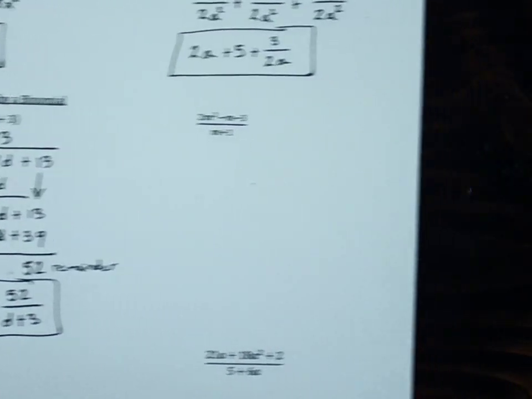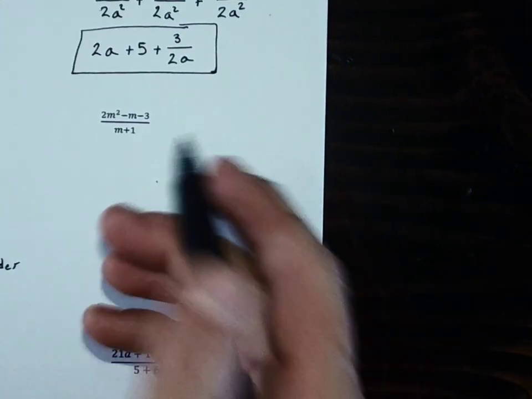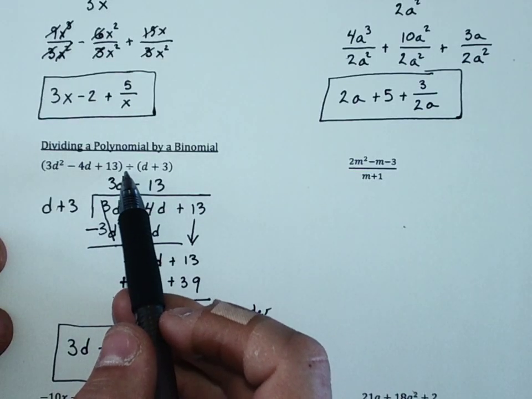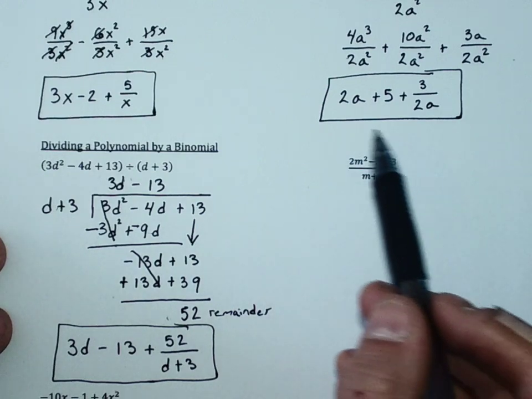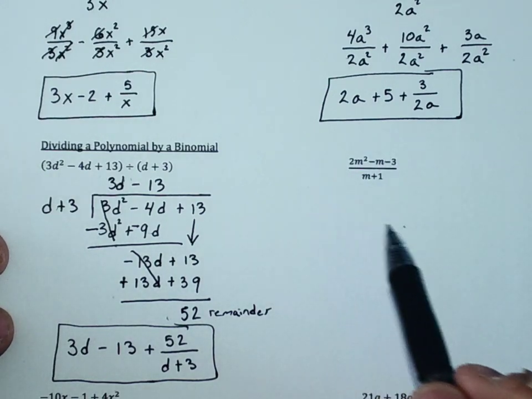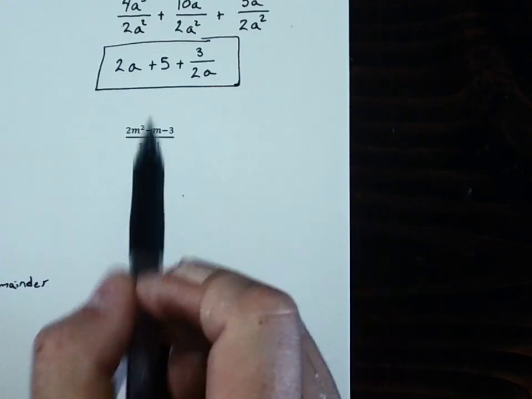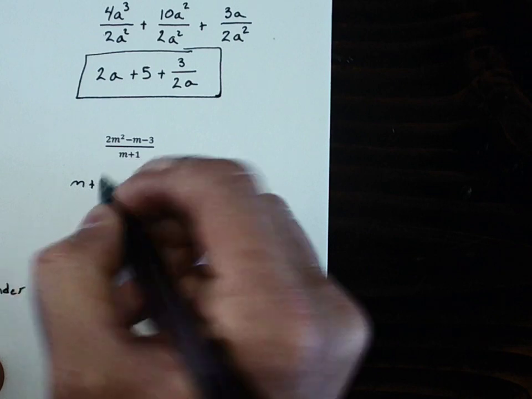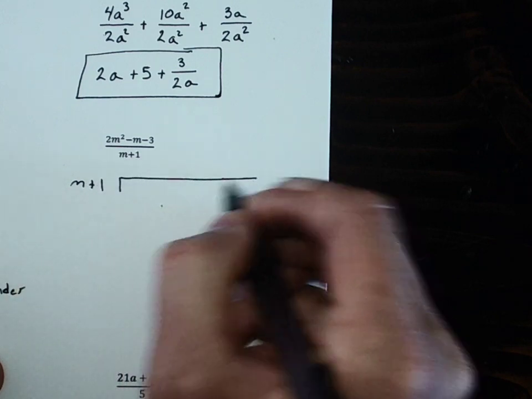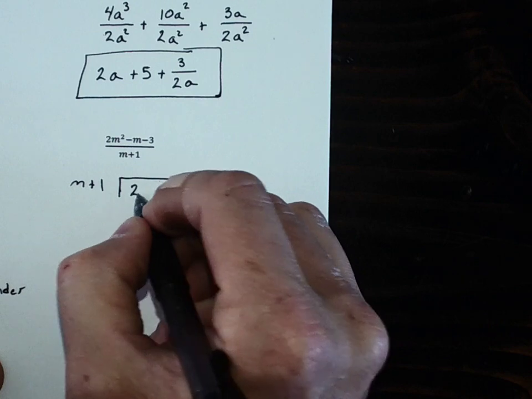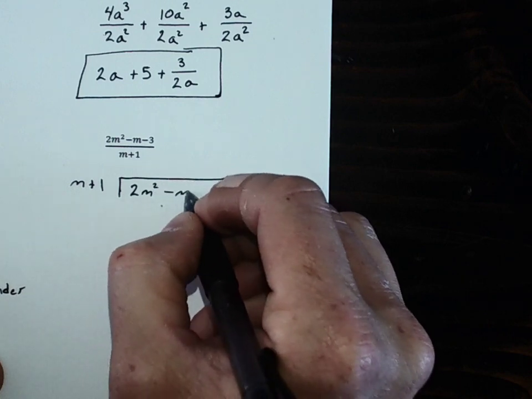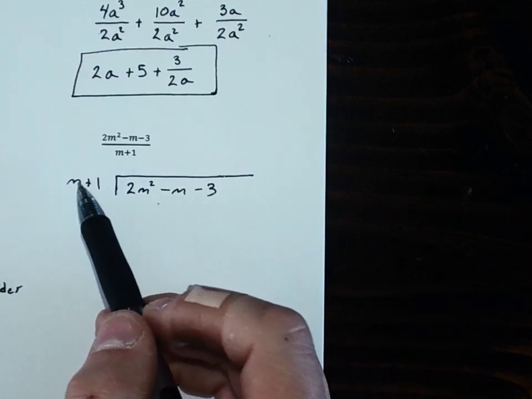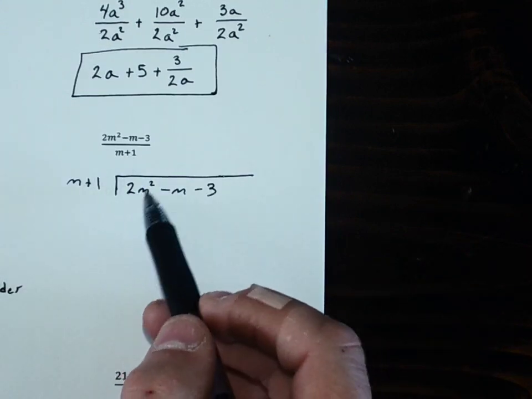Let's try it again. So I'm going to take the m plus 1. Now, we're not going to be seeing the division symbol very often anymore. This is how it's going to be written. This is how we show division from now on. So m plus 1 is divided into the entire thing. So I have to take m plus 1, and I'm going to long divide it into 2m squared minus m minus 3. First question is, what do I multiply m by to get 2m squared?